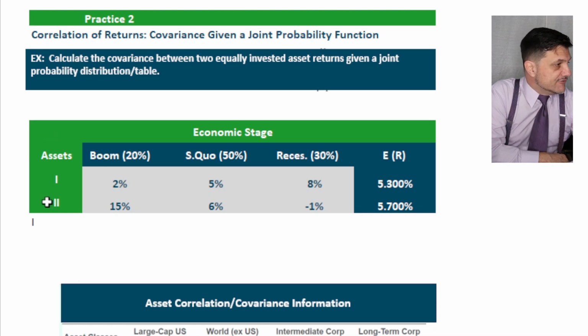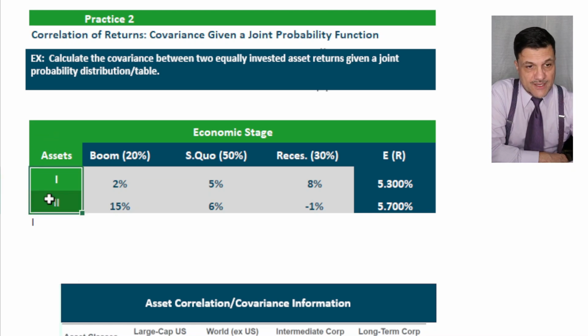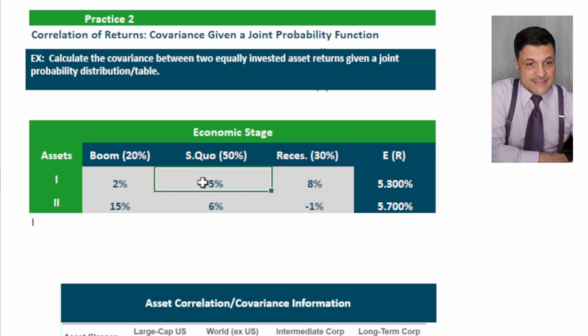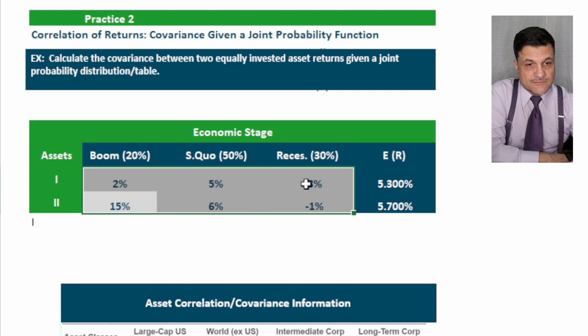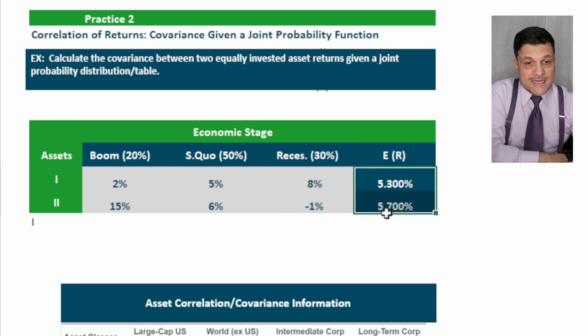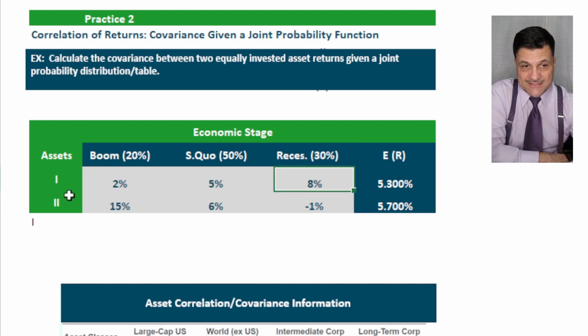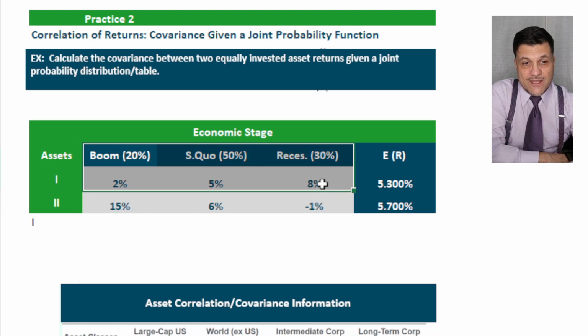So look at that. I have two assets here. Don't expect the covariance for 3 or 4 assets. There's going to be a maximum of 2 assets, 2 returns, 2 variables, 3 stages, and how the assets are going to perform in each stage. With that, I can get the expected return. The expected return is 20% times 2 plus 50% times 5 plus 30% times 8 for asset 1, and similar for asset 2. That's what we call the probability-weighted average.